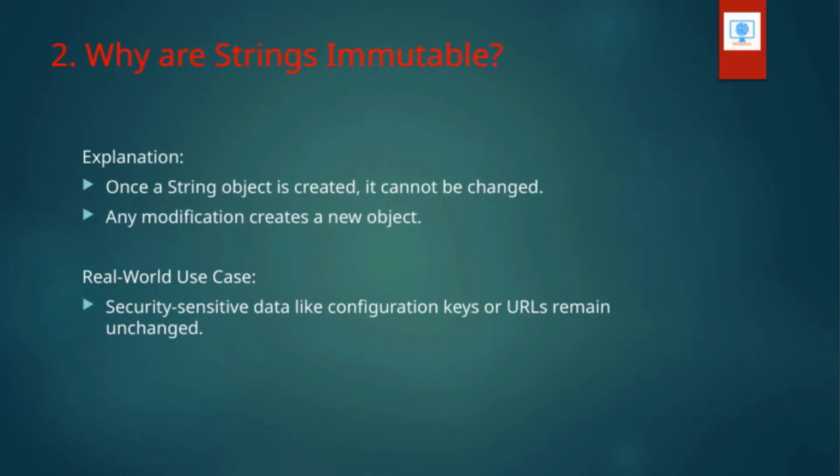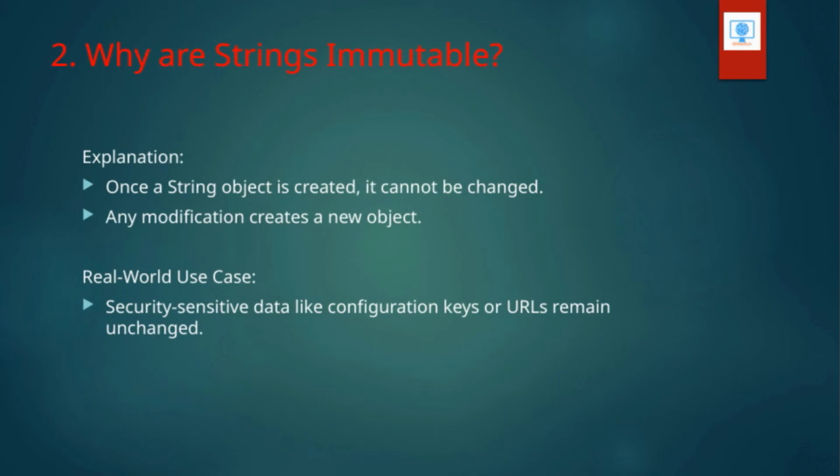Once a string object is created, it cannot be changed. This means that any modification we try to make actually results in the creation of a new string object. It might sound a bit counterintuitive at first, but this immutability has some practical benefits. For example, in real-world scenarios, security-sensitive data like configuration keys or URLs often need to stay unchanged. Because strings are immutable, we can be confident that once they're set, they won't be accidentally altered somewhere else in the code.